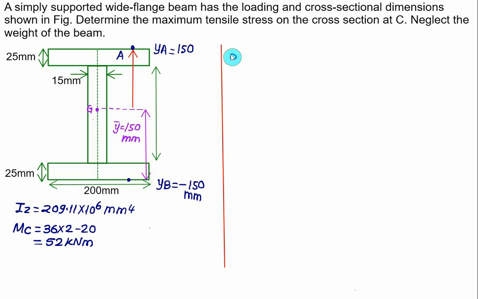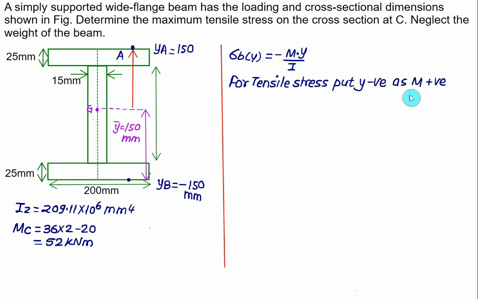The bending stress at any distance Y is given as sigma B, which is a function of Y, equal to minus M into Y divided by I. Now I want the maximum tensile stress, so you have to put the value of Y negative. In this equation the value of M is positive and we want a positive value for tensile stress, so you have to select Y as a negative value, that is, you have to select the value of YB. So the maximum bending stress, sigma B maximum, will be tensile in nature, equal to minus M into YB divided by Iz.